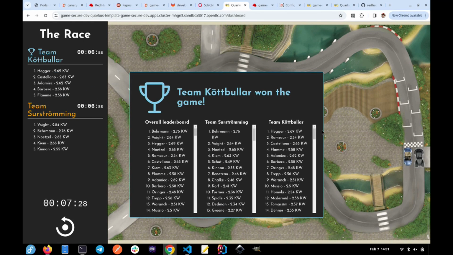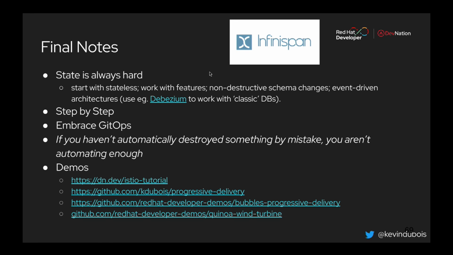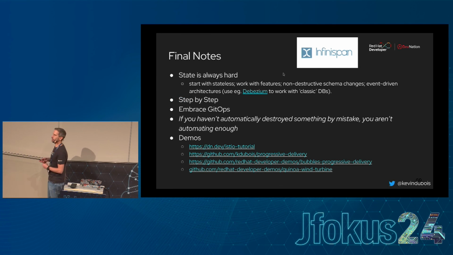So hopefully this gives you a little bit of an idea of how progressive delivery works. Of course, there's a little bit more about it, right? Because yes, we need to think about state and we need to think about the data that's behind it. So there are some ways that you can go about that.